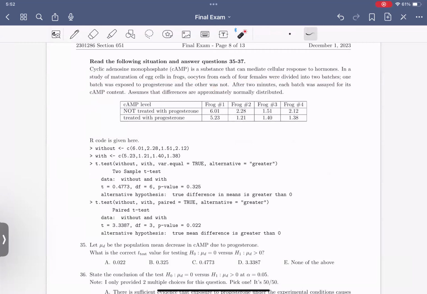So you have 4 samples, frog 1, frog 2, frog 3, and frog 4. And actually you split, like for sample number 1, frog 1 here, the sample from the same frog into two groups. Group number one, not treated with progesterone. Group number two, treated with progesterone, and you take a look at the cAMP level. All right, which you have the data set here.